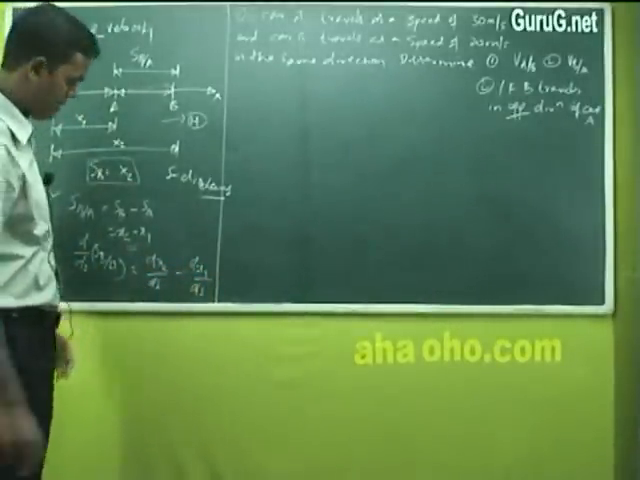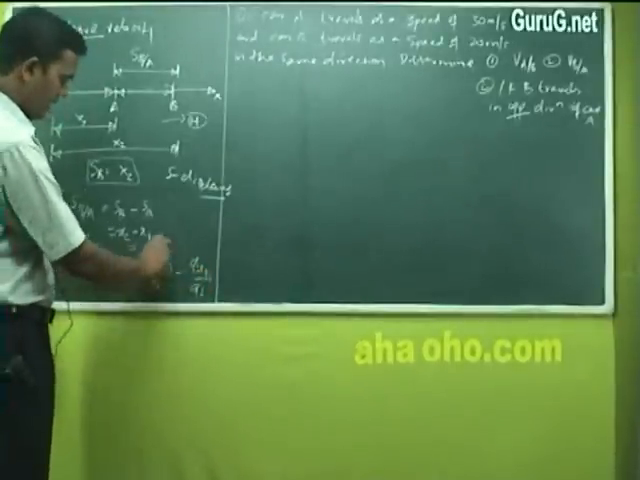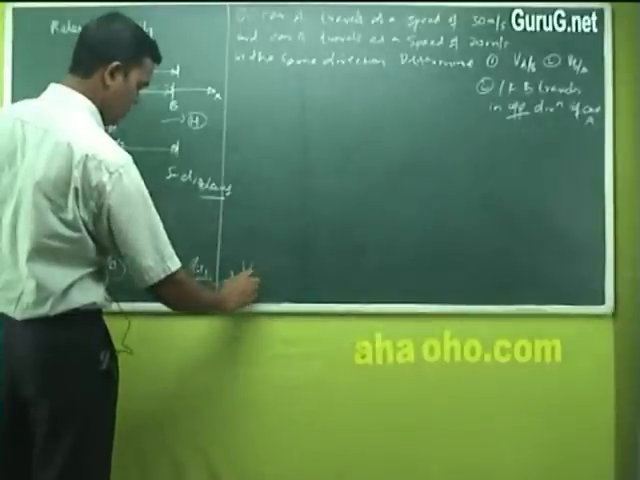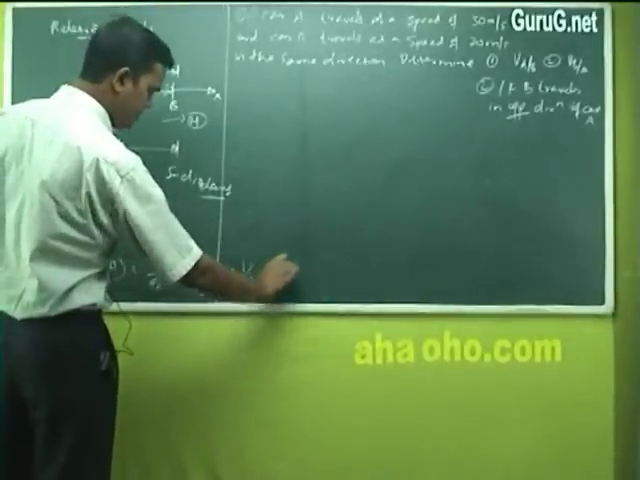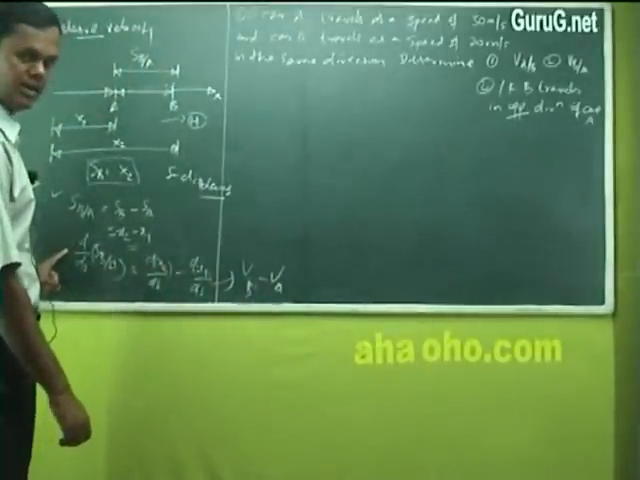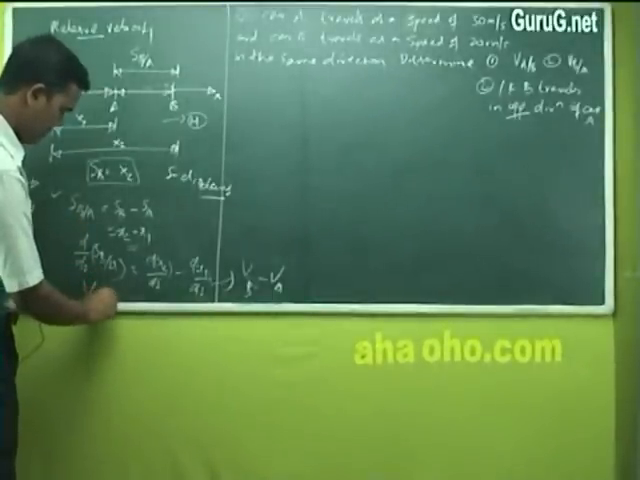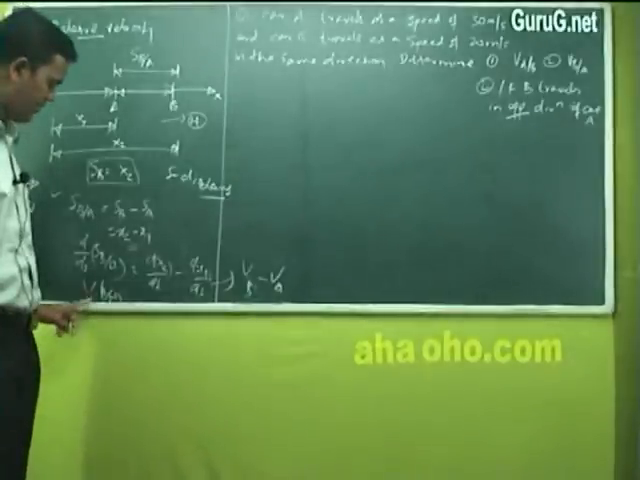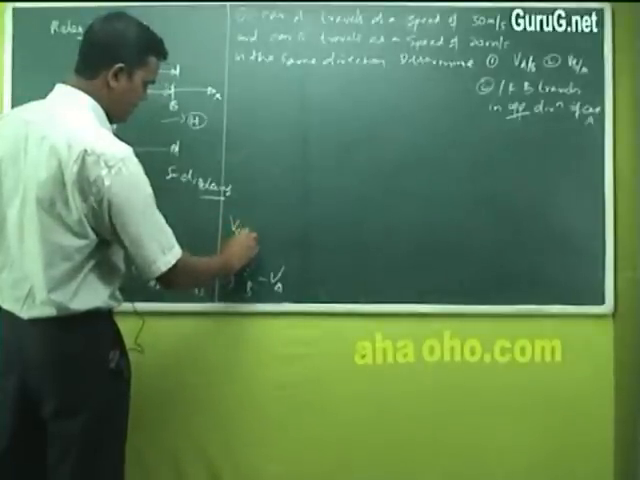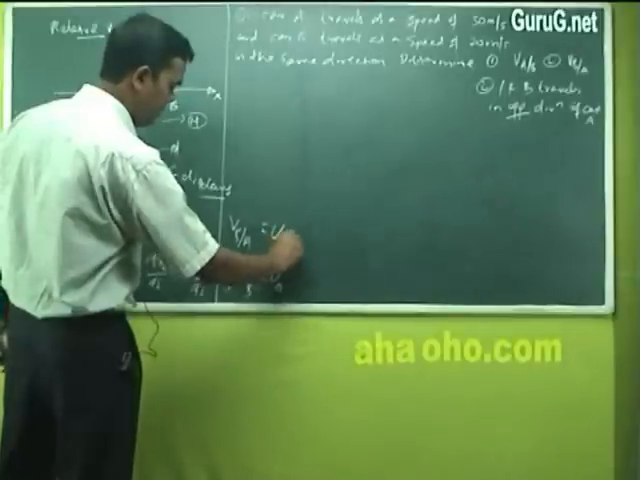What will be your velocity? This dx2 by dt and dx1 by dt I can write in terms of velocity of B minus velocity of A, is it not? So this symbol I can write as V B relative to A, the velocity of body B with respect to A. So finally we get the velocity of body B relative to A is equal to velocity of B minus velocity of A.